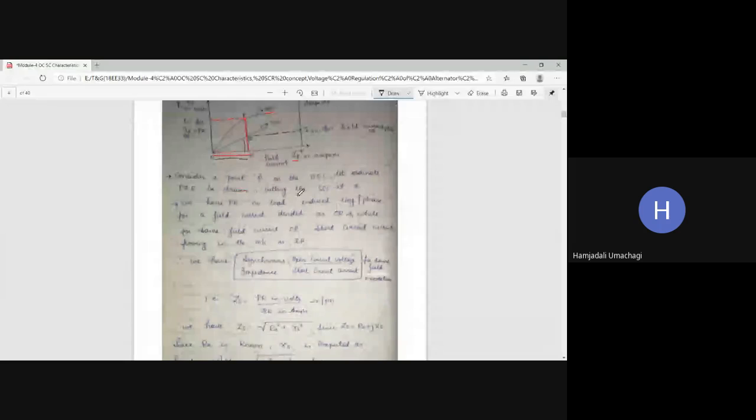Is it clear? This PR we get from OCC, QR we get from SCC. QR means the full load short circuit current of the armature, whereas PR is nothing but the no load induced EMF of the alternator. And both these values you are getting for the same field current, that is OR. OR on the x-axis is field current, that is excitation. Is it clear? Yes?